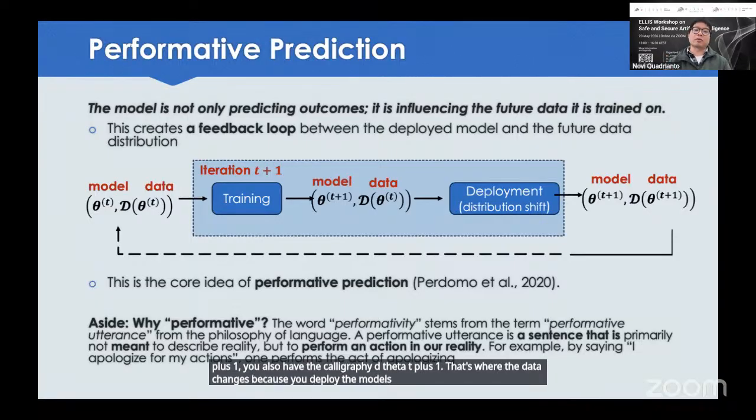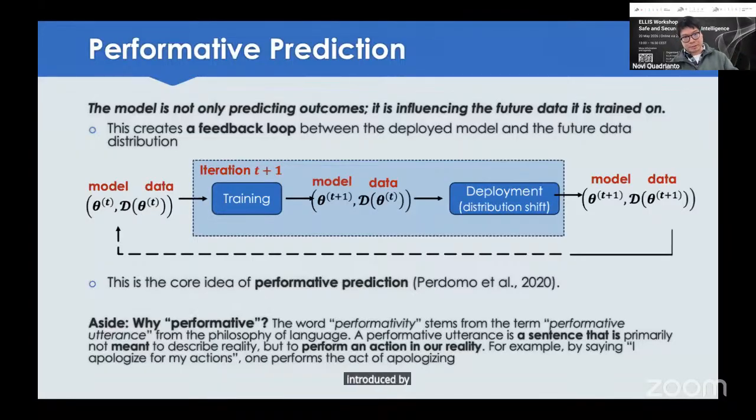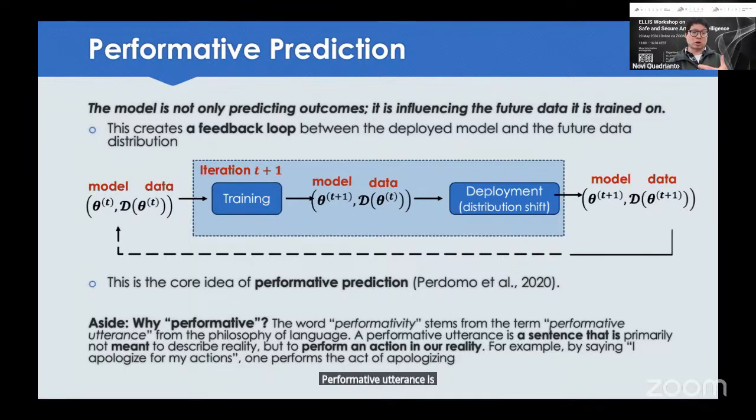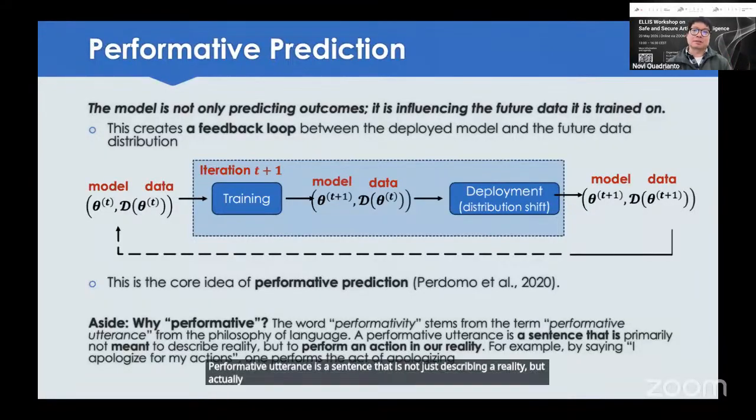And this is the core idea of performative prediction, introduced by Juan Perdomo and including Moritz Hardt in 2020. Just so we are all on the same page, the word performativity stems from the term performative utterance from the philosophy of language. A performative utterance is a sentence that is not just describing a reality, but actually performs an action in our reality. For example, "I apologize for my action." It is one performing the act of apologizing.